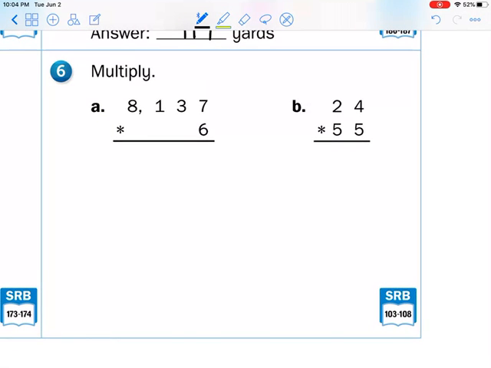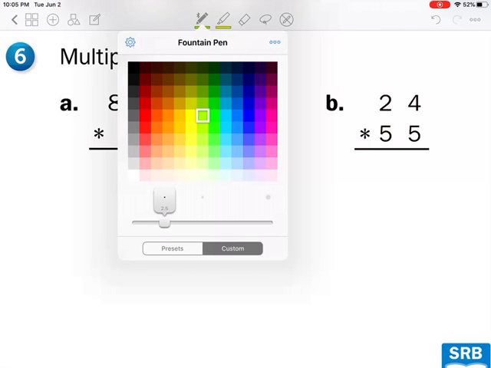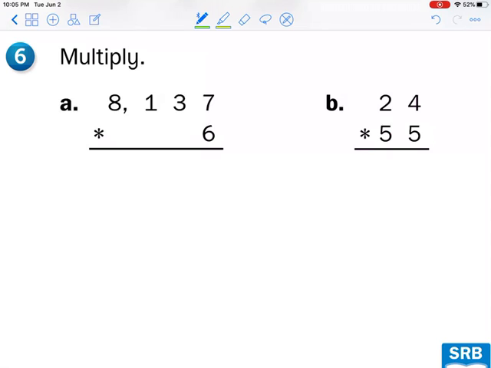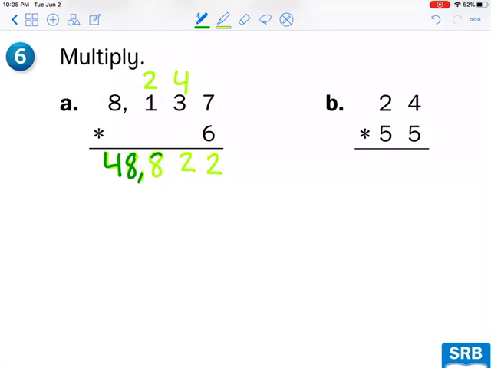Okay, finally, we're going to be practicing multiplication. So for A, you're multiplying 4 digit by 1 digit, and B is 2 digit by 2 digit. Okay, so let's do the 4 digit by 1 digit. So 7 times 6 is 42. And then 6 times 3 is 18 plus 4, which would give me 22. 6 times 1 is 6, plus 2 is 8. And then 8 times 6 is 48. So your answer is 48,822. And I just realized you might not be able to see this color on your screen. So let me go over it with a darker color.